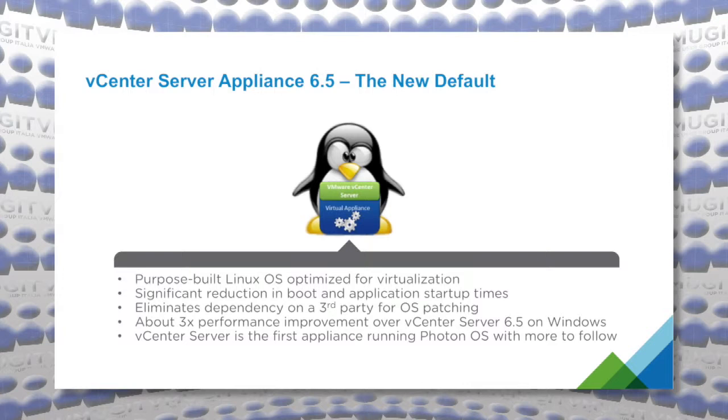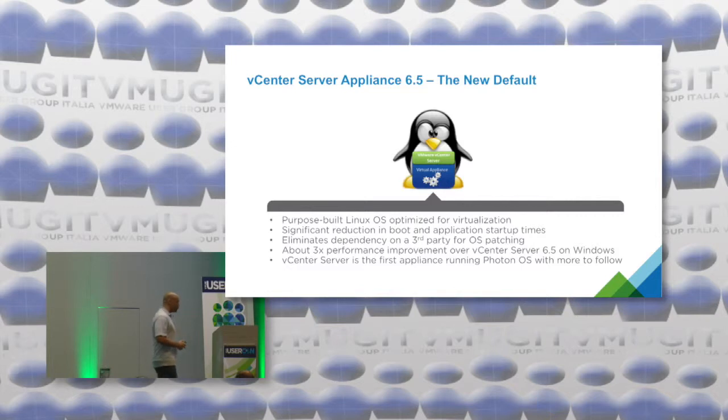Along those lines, I've been talking about Photon OS. And Photon OS is a purpose-built Linux OS just for virtualization. VMware built this specifically for virtualization, and the vCenter Server Appliance is the first one to be running this OS. We hope that other appliances will follow suit afterwards, so stay tuned for that. But it also eliminates us relying on any third parties for patching or anything like that. So like I stated earlier, with SUSE, we had to wait if there was anything coming down as far as patching or critical updates. Now, we no longer have to do that. We will supply those patches and updates.